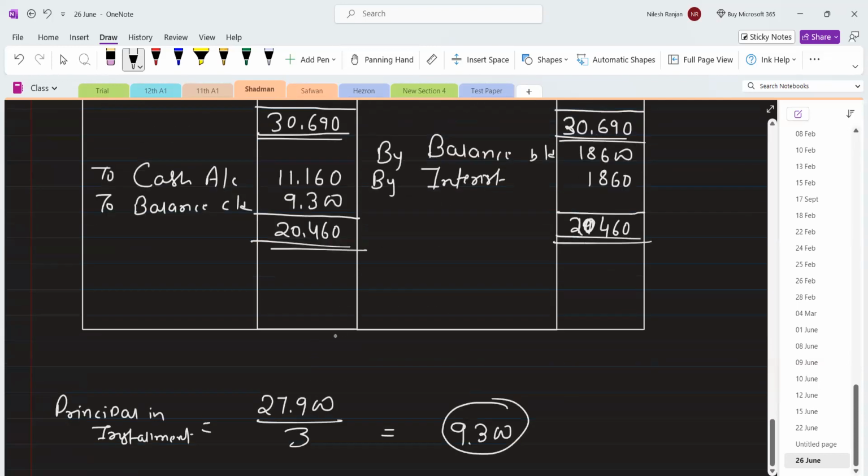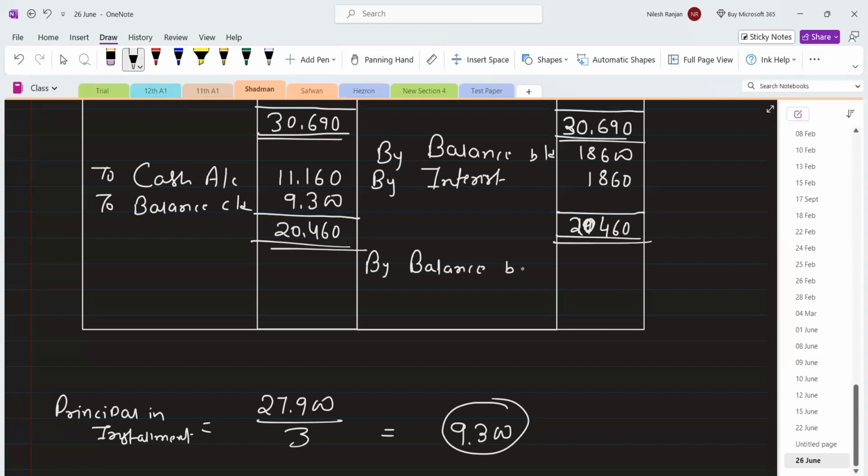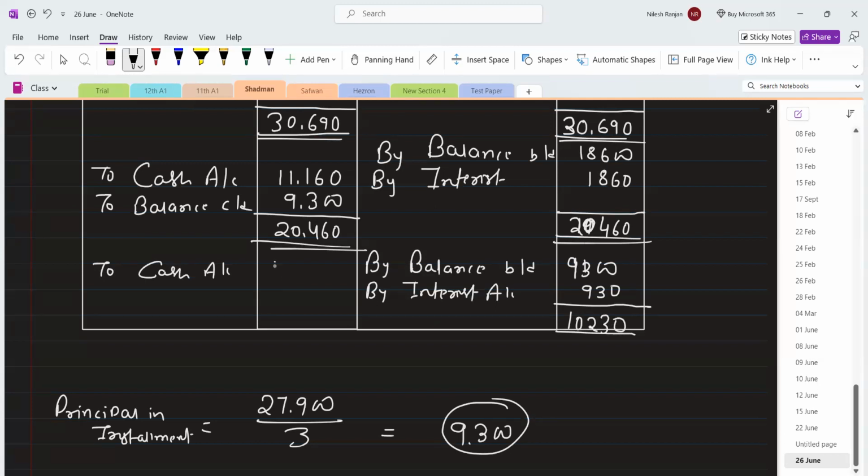This is the last installment. So here by balance b/d 9,300 and here to cash. Now the interest on this amount will be 930. If we total it, it will be 10,230 and the payment is also 10,230. This is the partner's loan account.